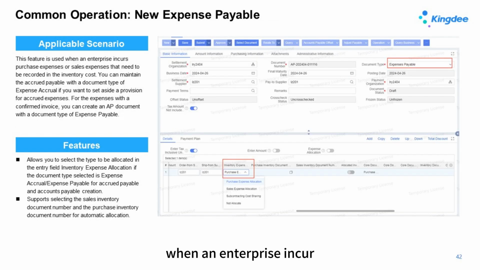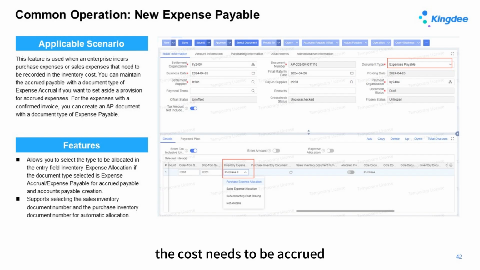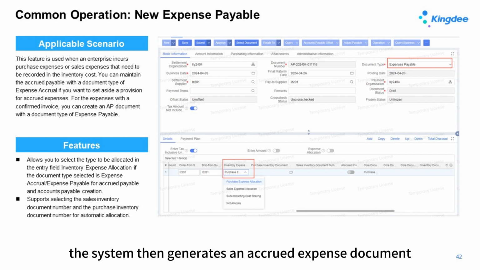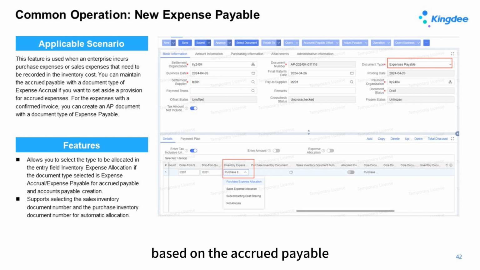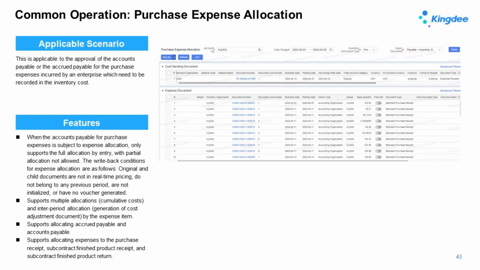When an enterprise incurs an expense during the purchase process that needs to be included in the cost, but the expense invoice has not yet been obtained, the cost needs to be accrued. You can add an accrued payable in accounts payable. The system then generates an accrued expense document based on the accrued payable. The accrued expense document can include the accrued expense in the inventory cost. The system supports multiple accruals and interperiod accruals by expense item.